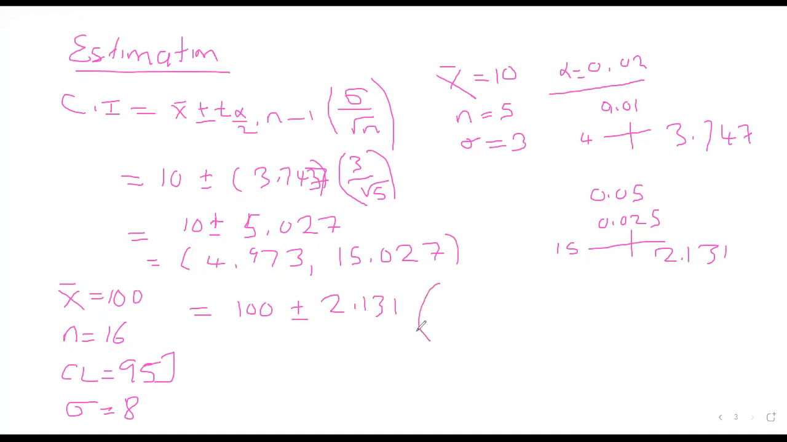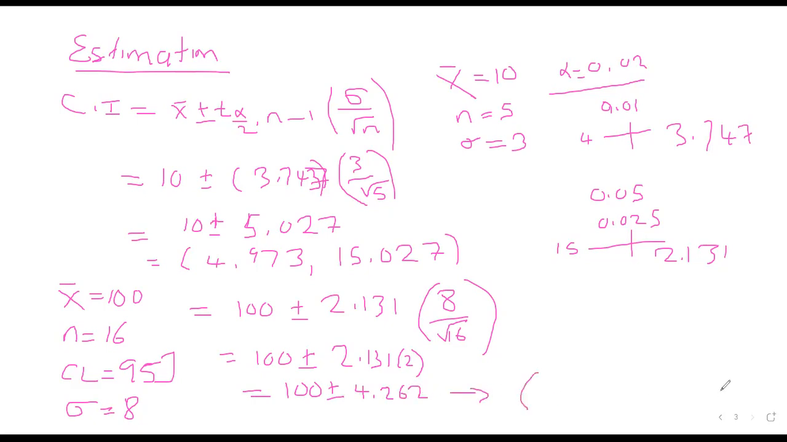Then our standard deviation is what? 8 over square root of 16. So we're going to have 100 plus or minus. The square root of 16 is 4, and 8 over 4 is 2. So 2.131 times 2. What we have here is 100 plus or minus 4.262.